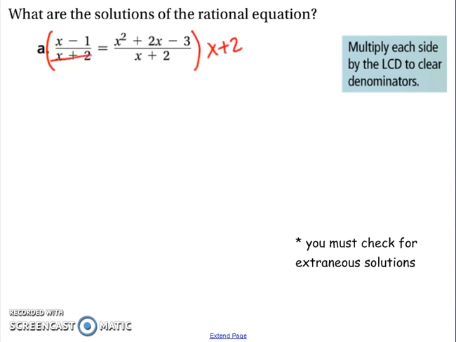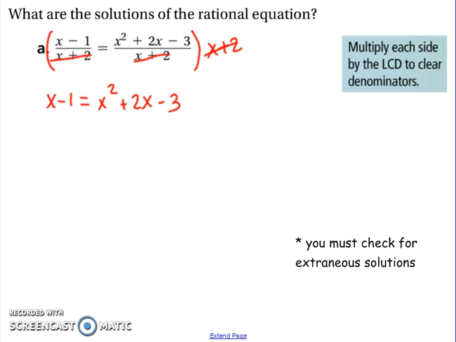So what's going to happen is the x plus 2's are all going to cancel, because I'm multiplying the left and the right side by x plus 2. What you're left with is just the top. So you're going to say x minus 1 equals x squared plus 2x minus 3. And then we're just going to solve this like a regular problem.